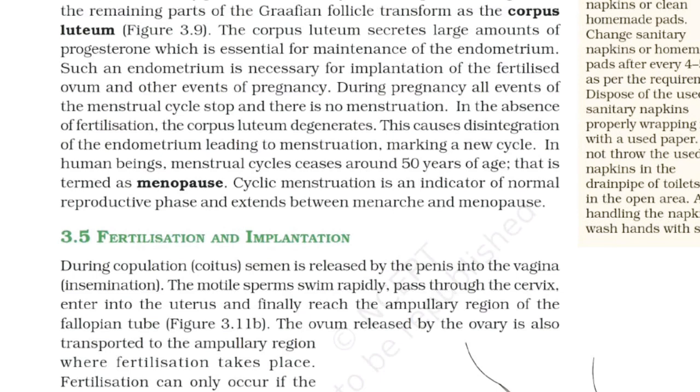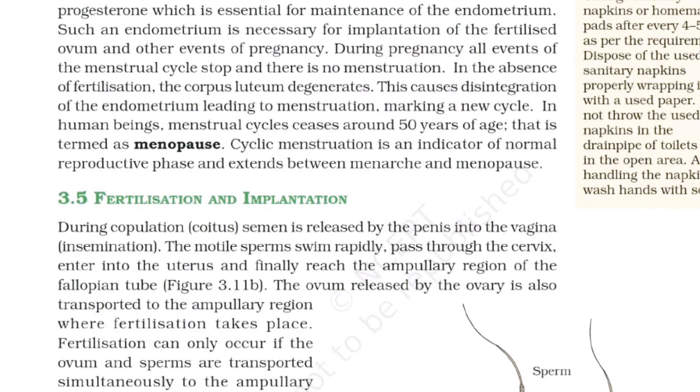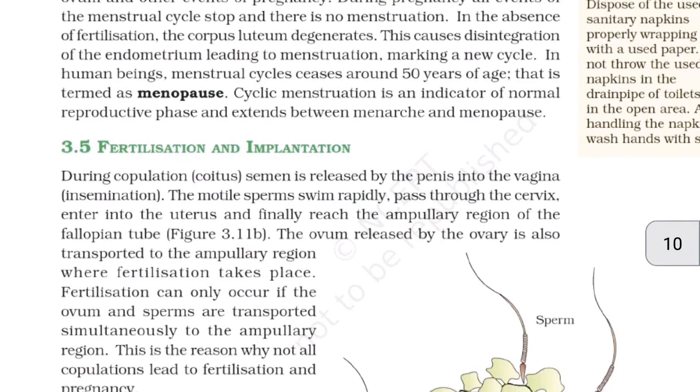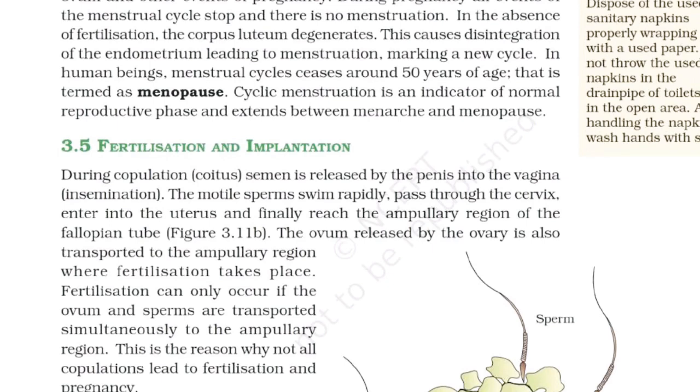In the absence of fertilization, the corpus luteum degenerates. This causes disintegration of the endometrium leading to menstruation, marking a new cycle. In human beings, the menstrual cycle ceases around 50 years of age, which is termed as menopause.